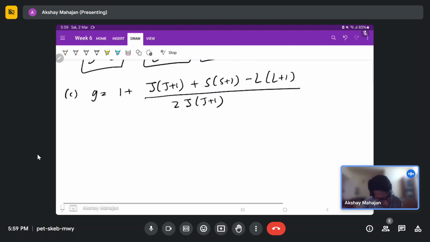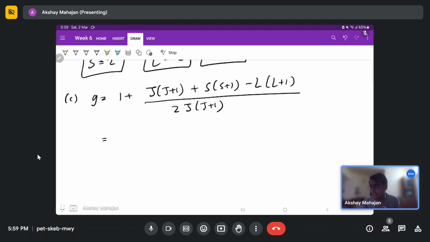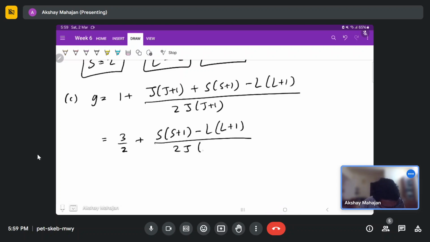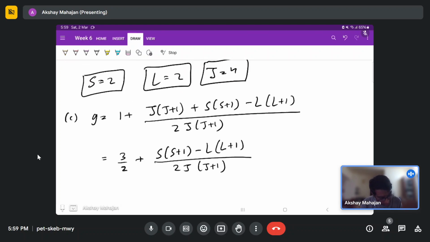So this is the formula for the Landé g factor, and then you can see that you can write this, J into J plus 1 upon J into J plus 1, you can subtract it from the denominator. So you can write this formula as S into S plus 1 minus L into L plus 1, divided by 2J into J plus 1. Alright. So just put the values of S, L and J here.